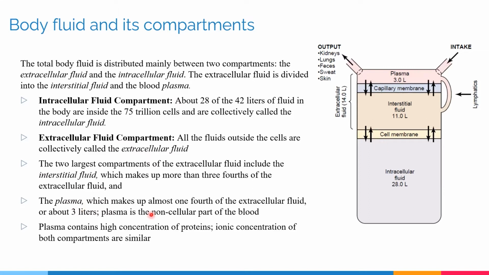The plasma, which makes up almost 1/4 of the extracellular fluid, or about 3 liters, is the non-cellular part of the blood, which is shown right here. Plasma contains a high concentration of proteins, and the ionic compositions of both interstitial fluid and plasma are almost the same. So the essential difference between interstitial fluid and plasma is the higher concentration of proteins in the plasma itself.